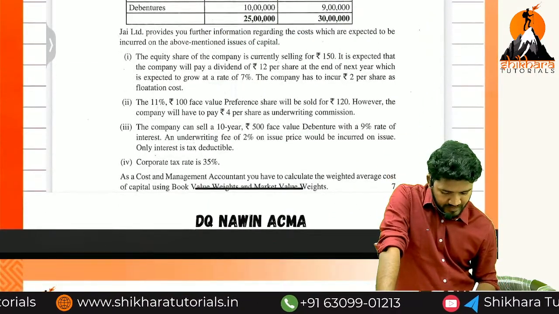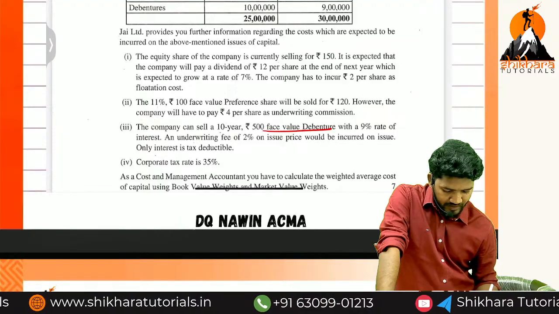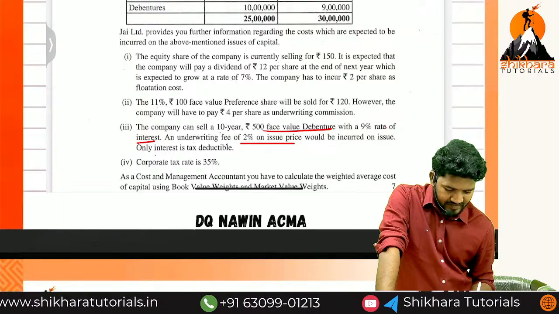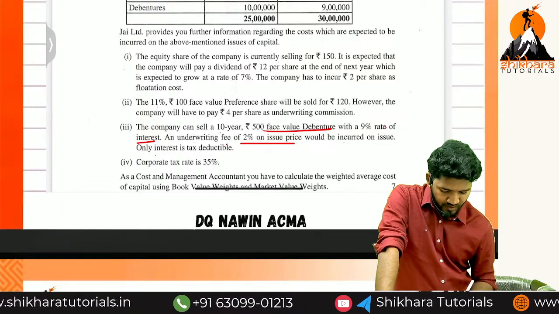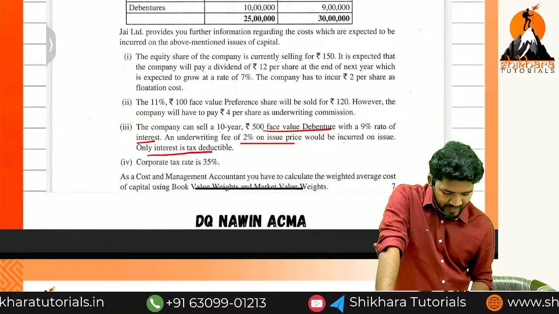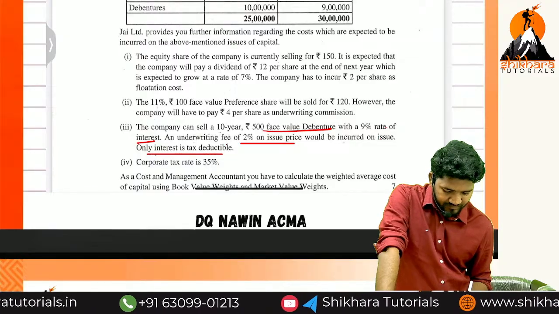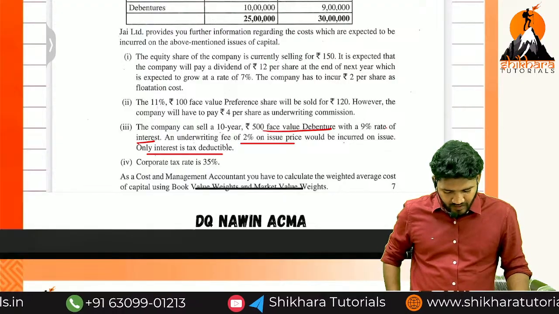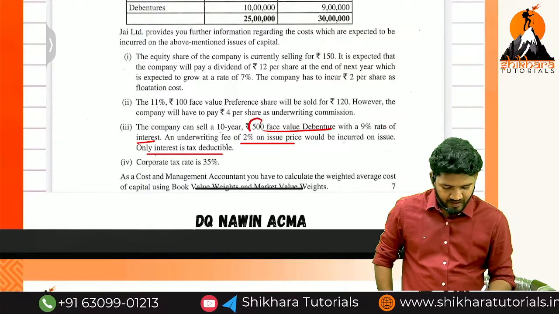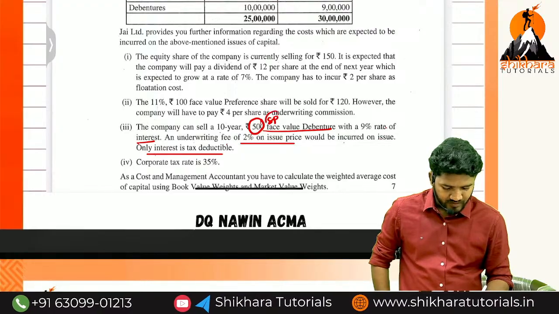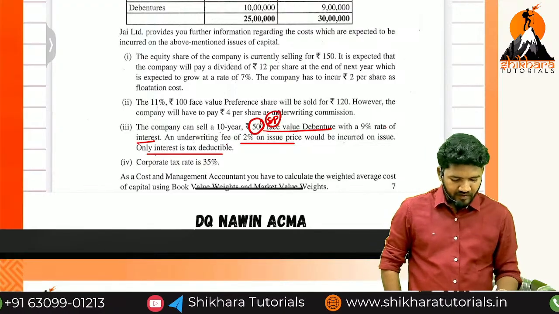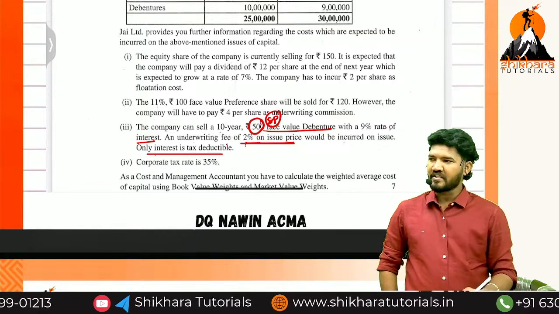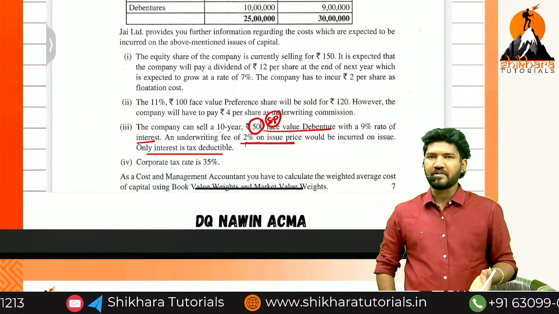the company sells 10-year 500 face value debentures with 9% rate of interest, and the underwriting fee is 2% on issue price. It would be incurred on the issue only. Interest is tax deductible. Now the point you have to understand: they have not said the company sells at 100. Ten years, rupees 500. They are selling at how much? Selling price 500 with 9% rate of interest. The underwriting commission is 2% on issue price. They sell at 500, which means you have to pay commission also, 2%.